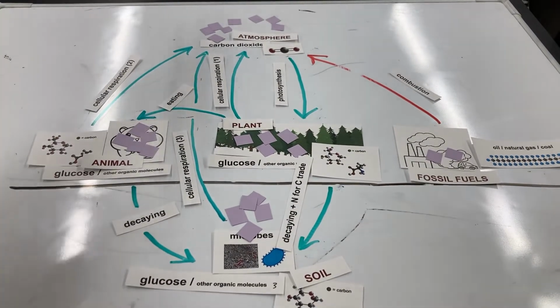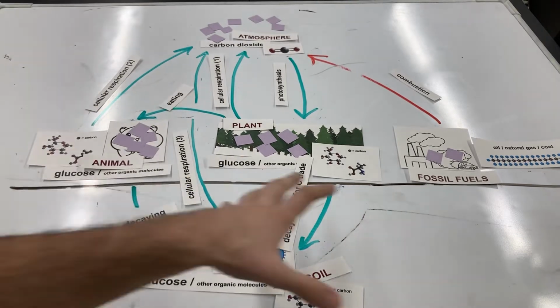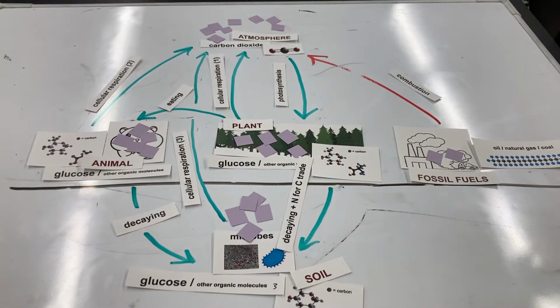All right, the thing that we do not want is carbon in this pool. It could be anywhere else, but when it's in the atmosphere in the form of carbon dioxide, that's what causes the greenhouse effect. That's what's going to increase global warming.